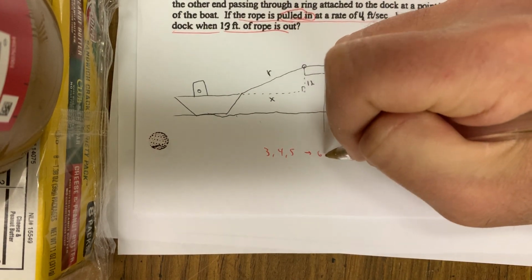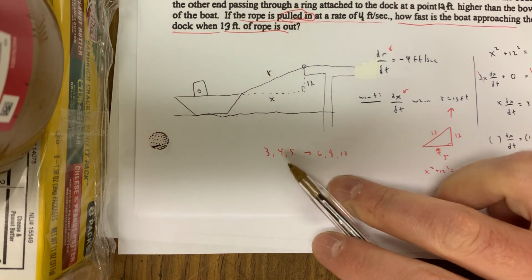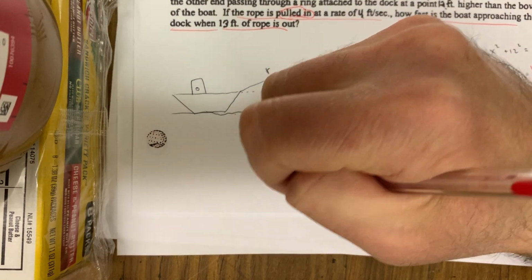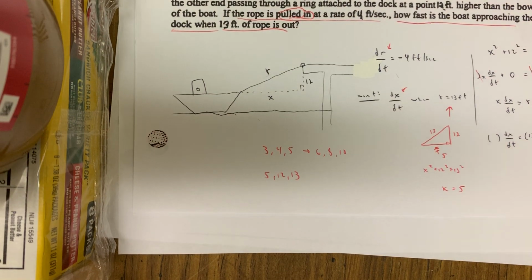And also, you could dilate this. So 6, 8, 10 is a popular one, but it's just a 3, 4, 5 dilated by 2. So you really just need to worry about 3, 4, 5. The 5, 12, 13, very, very popular.